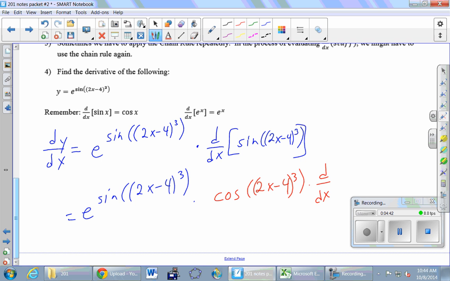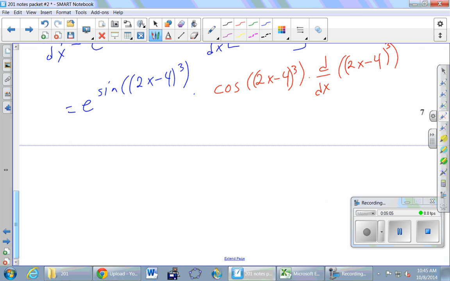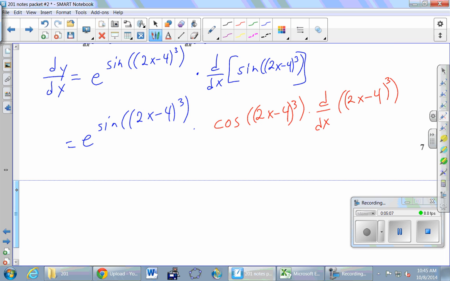This is another chain rule here. It's not just sine of x, it's sine of something complicated. What's the stuff now? That's right, 2x minus 4 to the third. It's the thing inside of our sine function. We just keep grabbing the thing inside of our original function. Okay, so copy down the first few factors here.